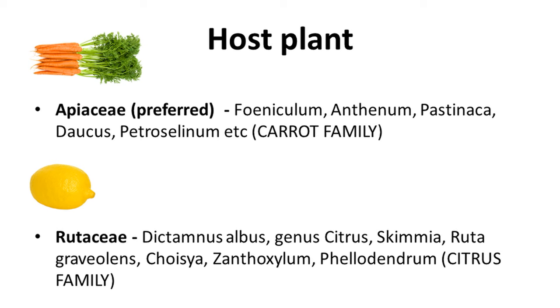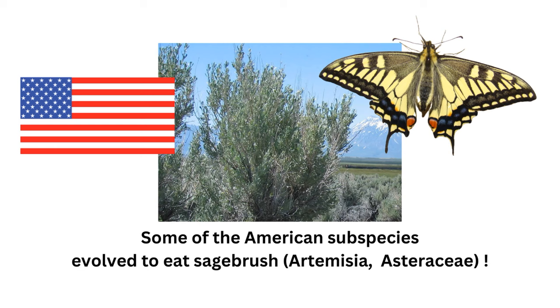The caterpillars have been spotted feeding on Dictamnus albus or burning bush, but also plants from the genus Citrus, Skimmia, Ruta graveolens, Zanthoxylum, Phellodendron and more. Strangely enough, in parts of North America, the caterpillars have evolved to eat sagebrushes or plants from the genus Artemisia, which is odd considering it is in neither plant families I mentioned before. I guess this is a rare exception and third category.